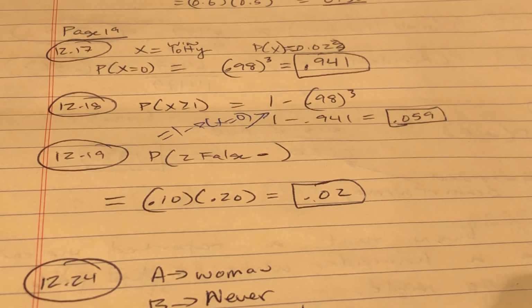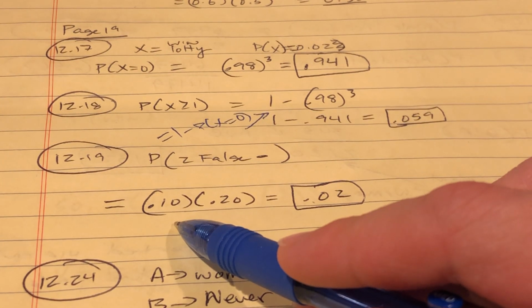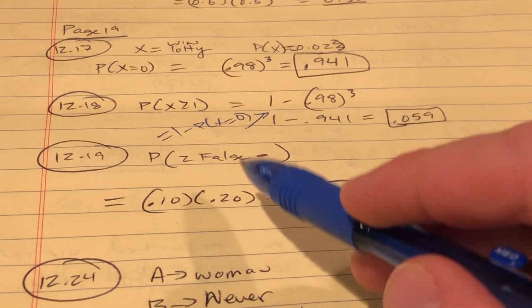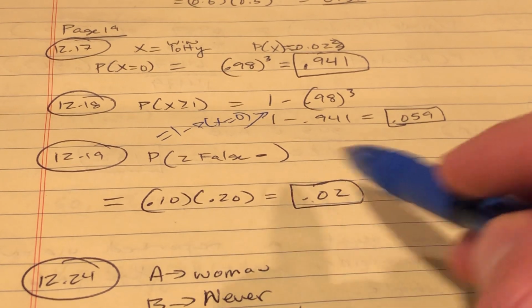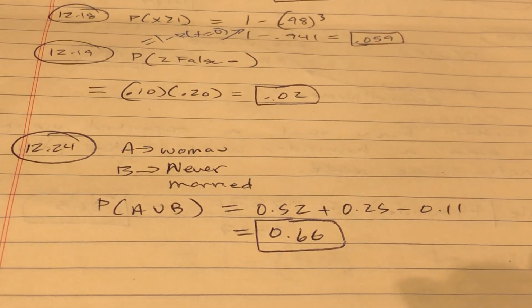So it is the probability of 2 false negatives. Someone has actually used steroids, but they get a false negative twice. What's the probability of that? The probability of getting a false negative on the first test, times the probability of getting a false negative on the second test, is a 2% chance. 2% chance, which is an outlier, but it's not unheard of.